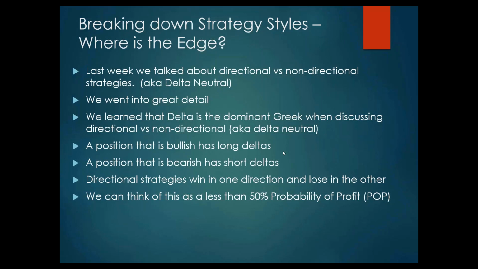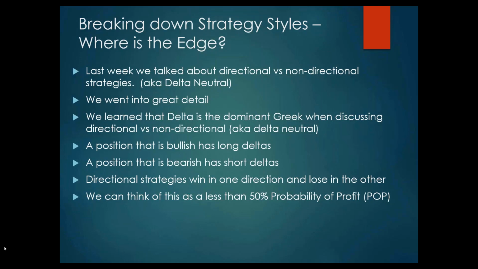A position that is bullish has long deltas. A position that is bearish has short deltas. All that is explained in the previous webinar. Directional strategies win in one direction and lose in the other. Makes sense, right? That's common sense. If it's a directional strategy, it wins if you're right about direction, it loses if you're wrong about direction. We can think of this as less than 50% probability of profit.